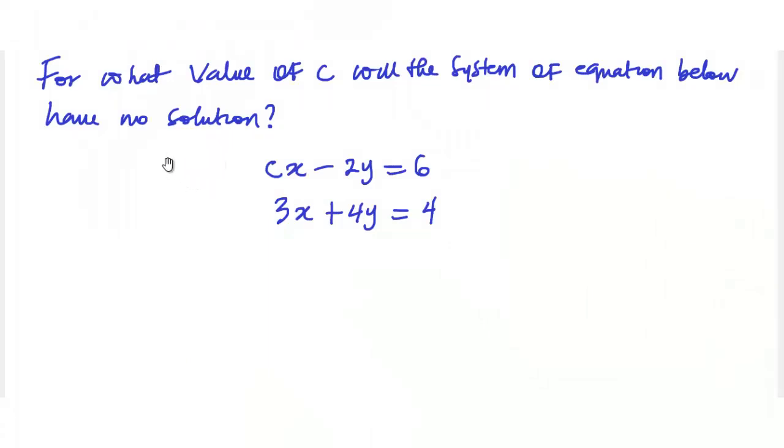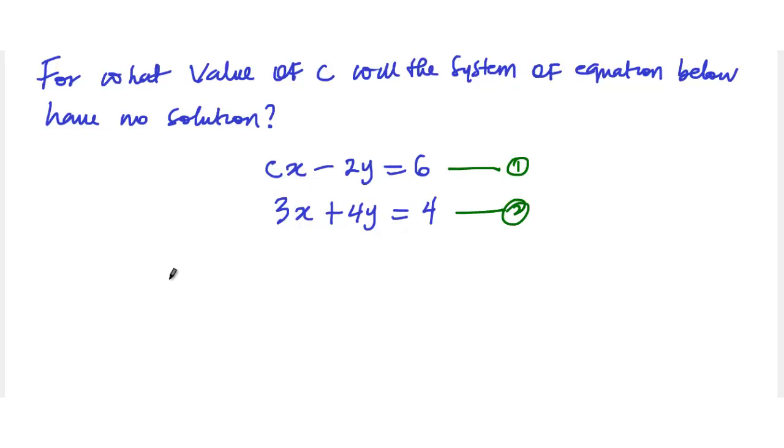Alright, so in this video, we want to solve for the value of c that will make the system of linear equations below have no solution. Now, for a system of linear equations to have no solution, the two equations must have the same slope but different y-intercepts. So the first thing we need to do is to express these two equations. Let's call this equation 1 and let's call this equation 2.